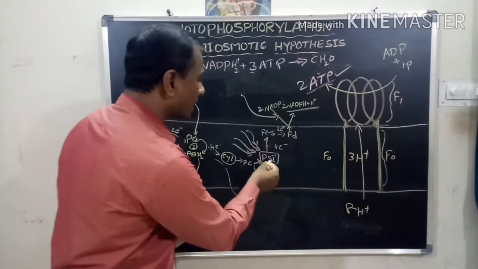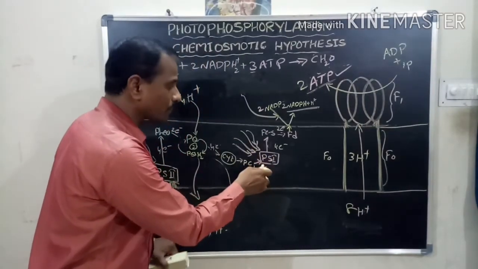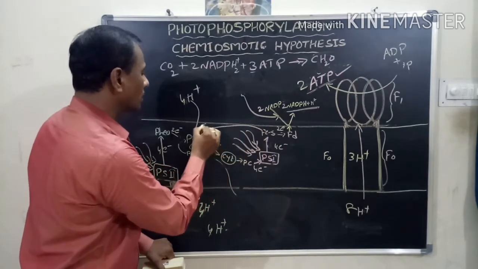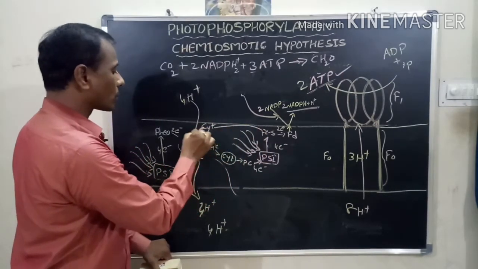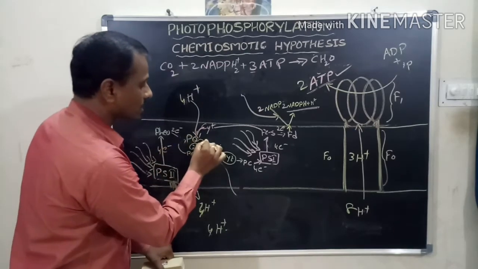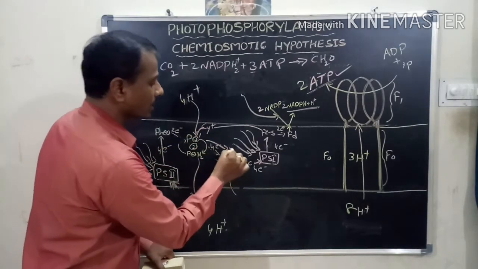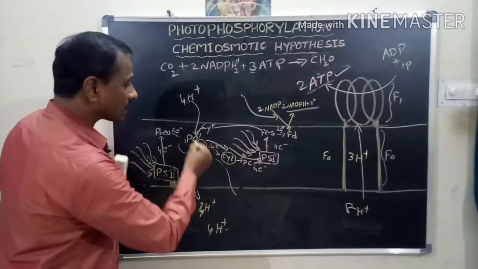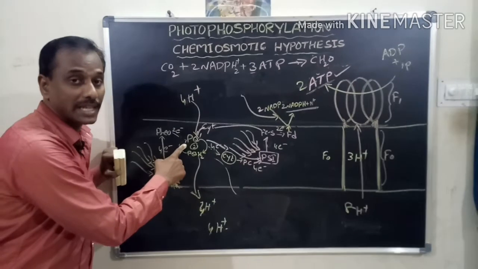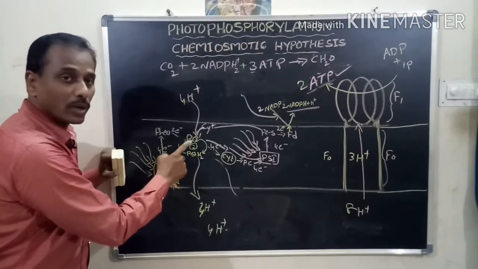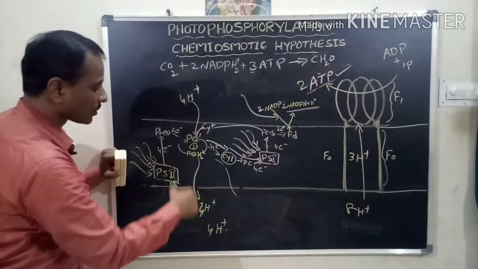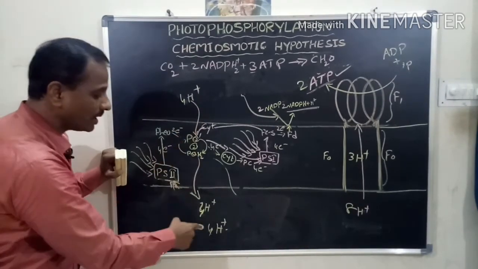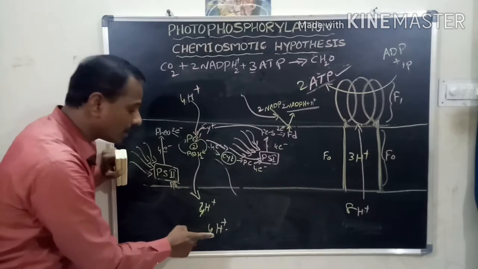What is cyclic photophosphorylation? PS1 receives the light energy. It releases the electron to iron sulfur, to cytochrome, to plastoquinone, to cytochrome, to plastocyanin, and next goes back to PS1. Due to this process, one quinone cycle takes place here. Due to the quinone cycle, H plus ions are transported to the lumen.